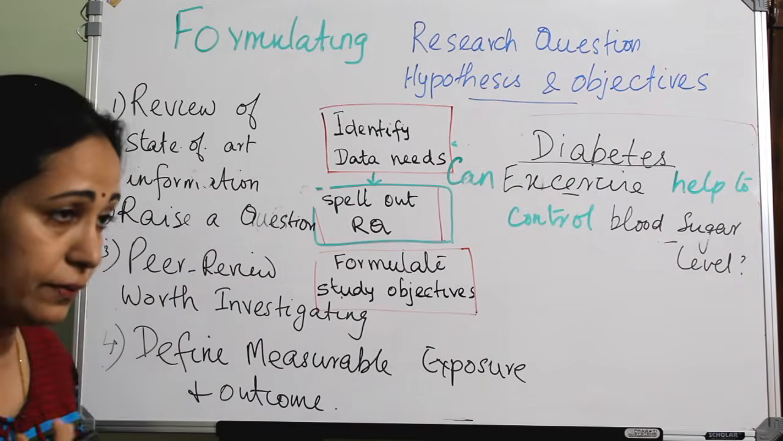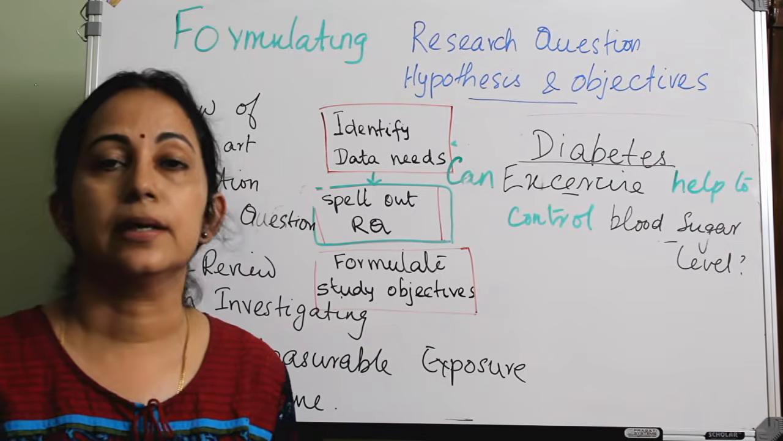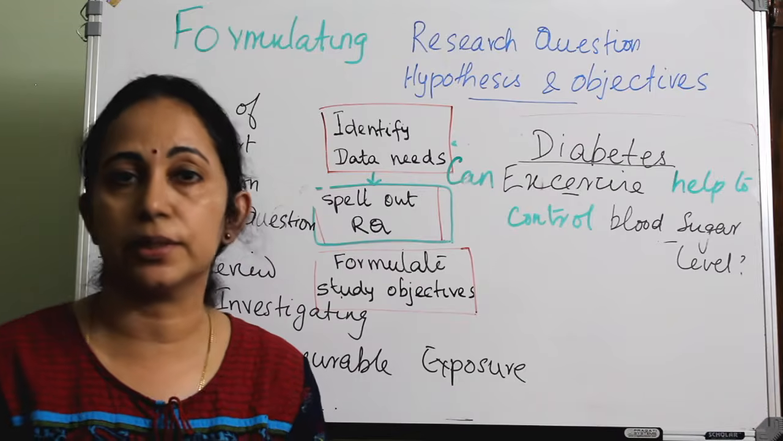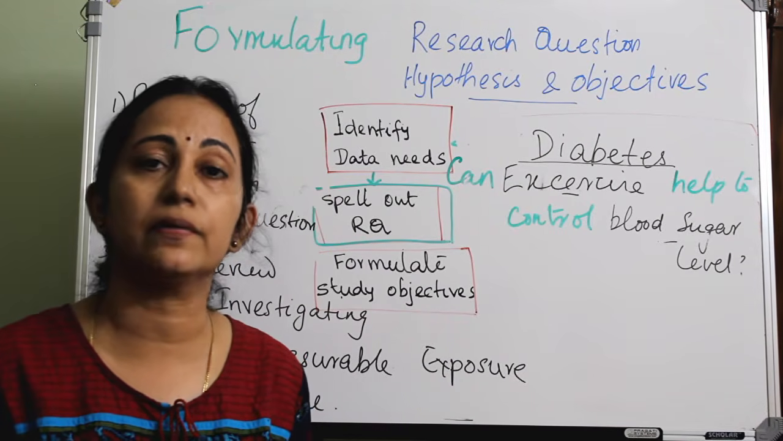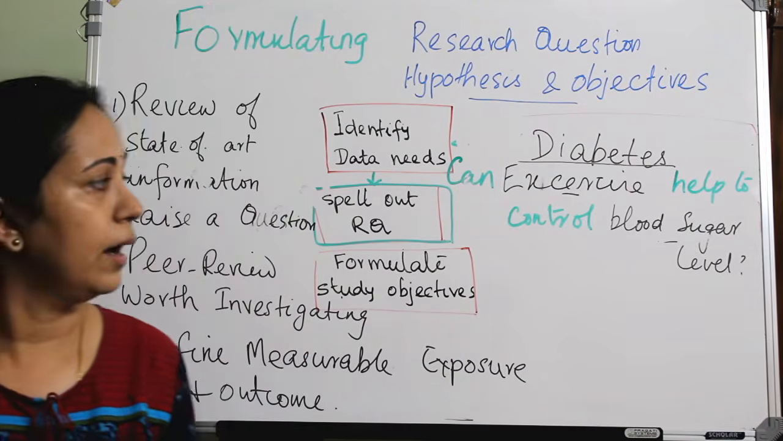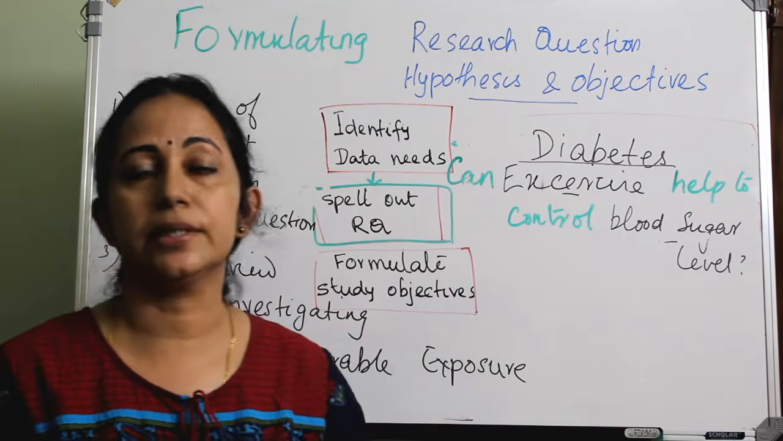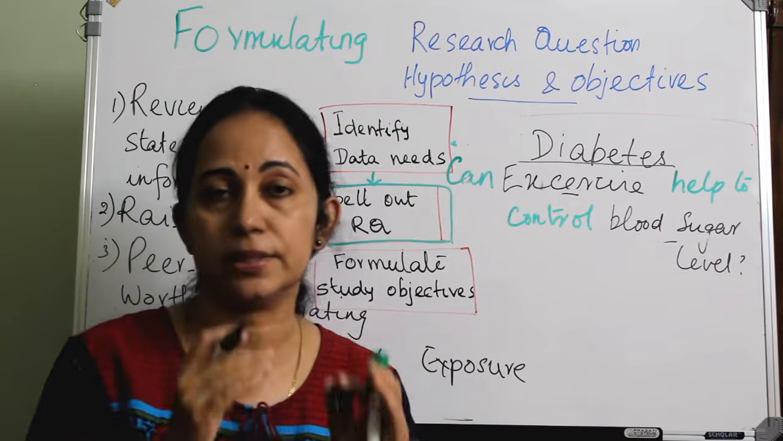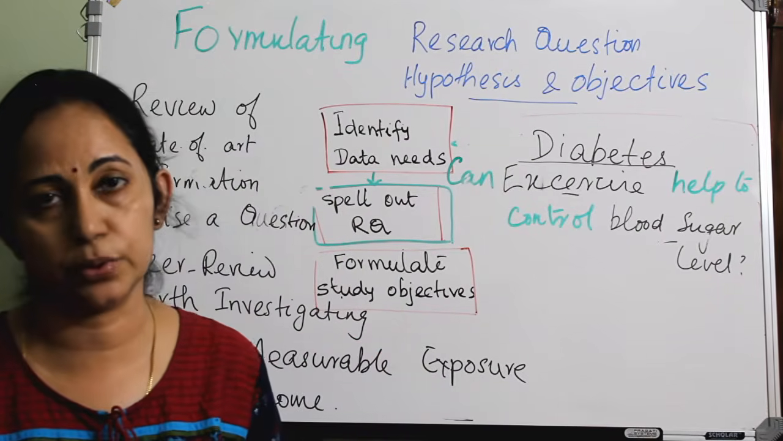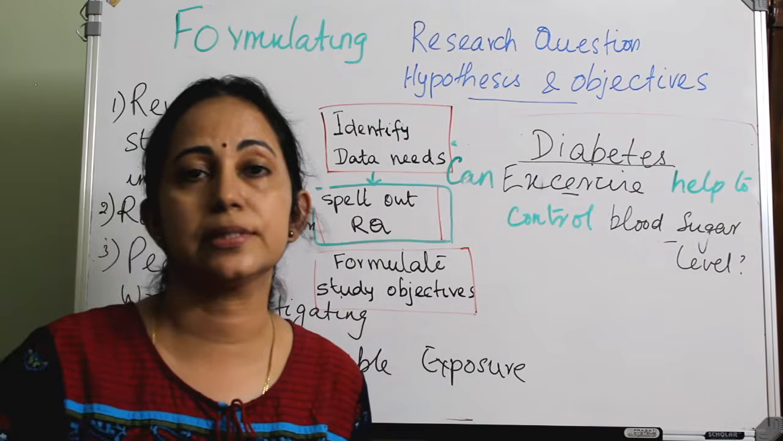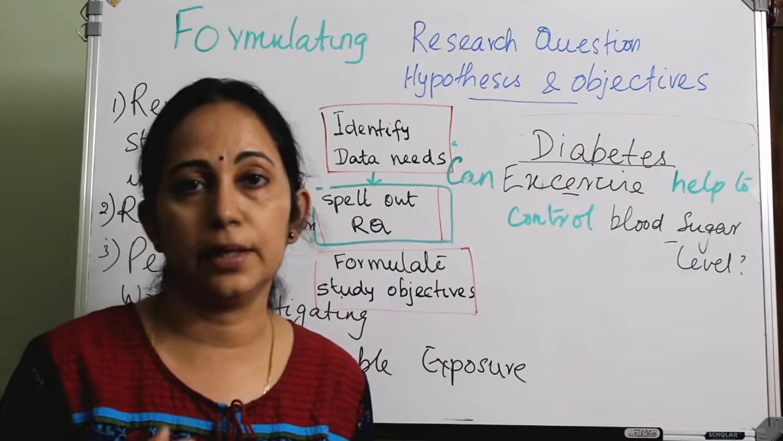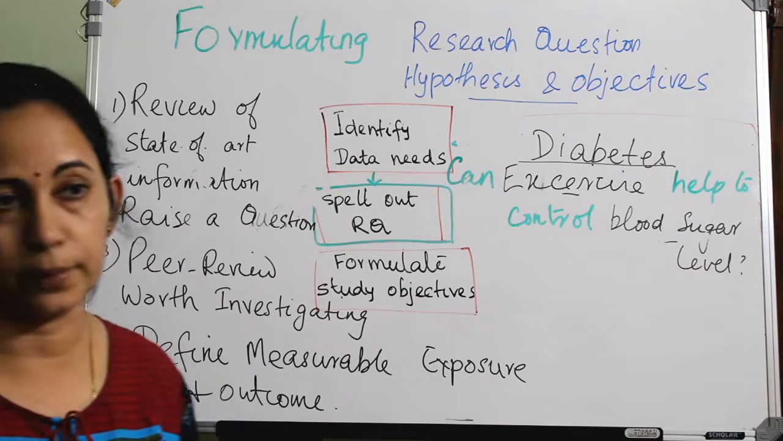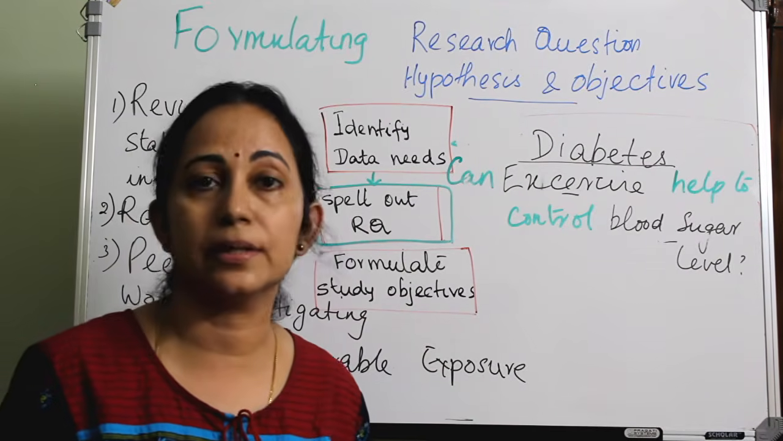How will we measure the exercise? Whether it is jogging, walking, running, and what is the time limit, whether it is 30 minutes or 1 hour, daily or weekly. Then blood sugar level, whether it is fasting or postprandial, and what is the achievable or measurable limit of blood sugar, whether it is a definite value or an interval. Okay, there are an upper limit and a lower limit. Like that, we have to define measurable exposure and outcome. That we call the operational definitions.